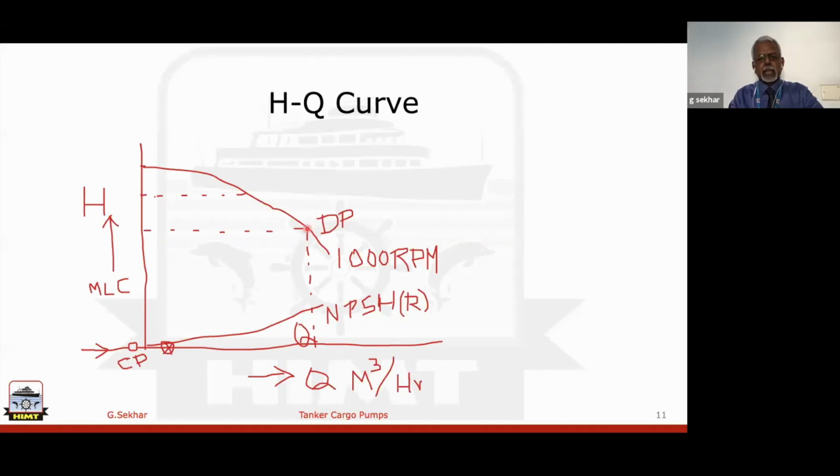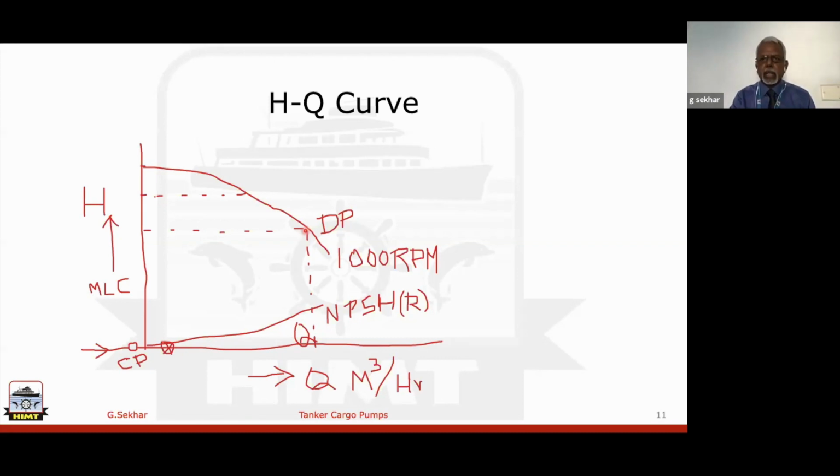And the design point is the optimum design for which the pump is designed to deliver that much of Q, or rate of discharge, at the manifold, at the cargo manifold. And also you have the NPSH curve here. The NPSH curve always goes something like this. So what happens, suppose, let's say this is the discharge.